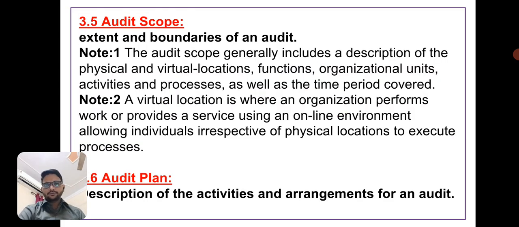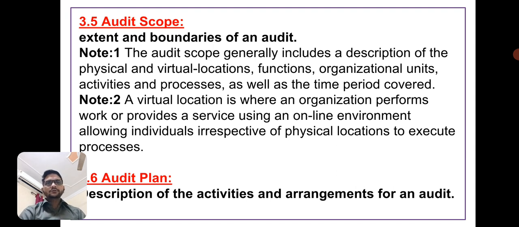Audit scope is the extent or boundary of the audit. What are the boundaries or extent of the audit? Why is this audit conducted? The audit scope generally includes a description of physical and virtual locations, functions, organizational units, activities, processes, as well as the time period covered. Next, for example, manufacturing of sheet metal stamping, rubber molding products. These are the scopes of audit.